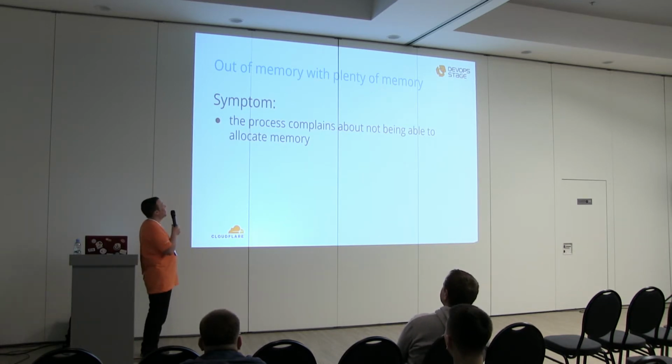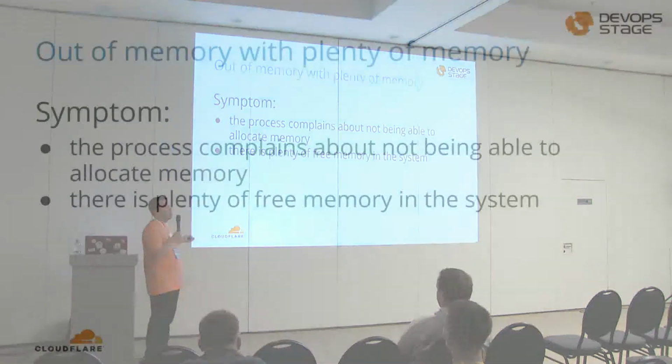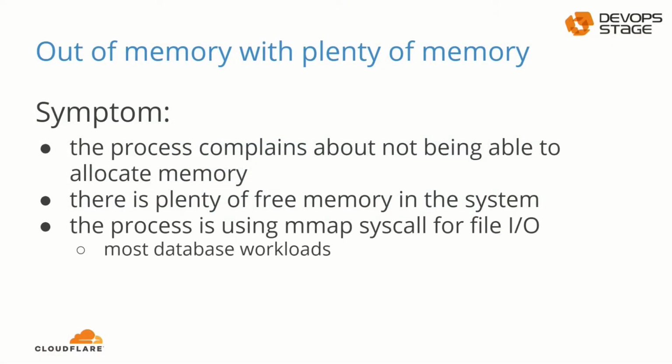So the first symptom we encountered is that one of our database workloads complains about not being able to allocate memory. And actually, when you log into the system and check, there is plenty of free memory in the system. Most likely, this process is using the mmap system call for file system I/O. Most database workloads do that. And you get an error something like that: mmap cannot allocate memory.